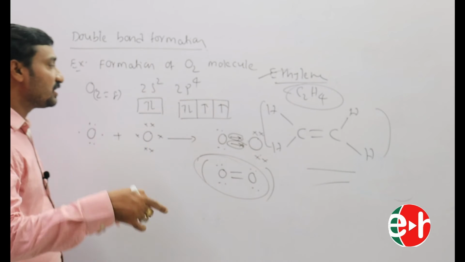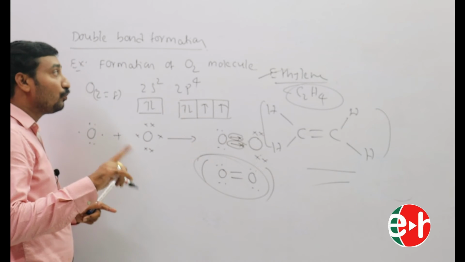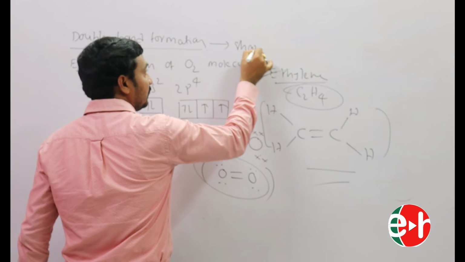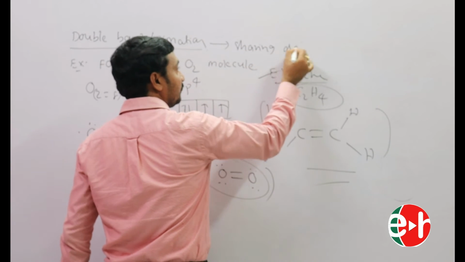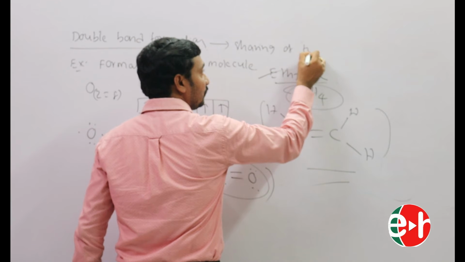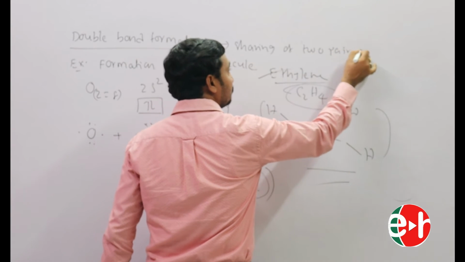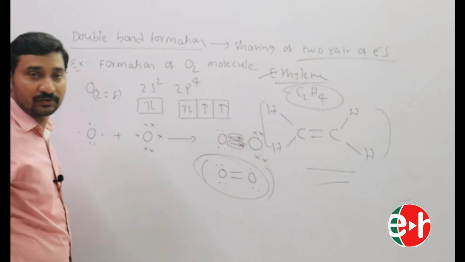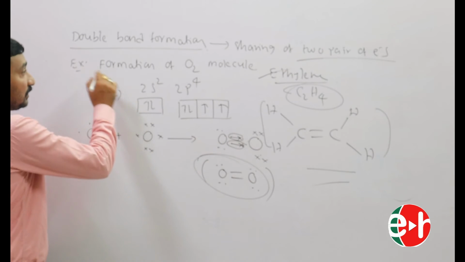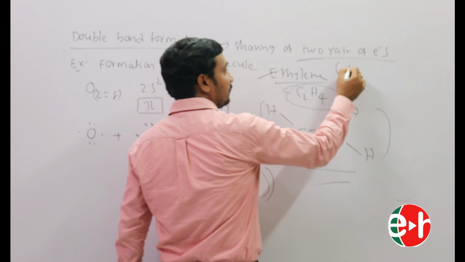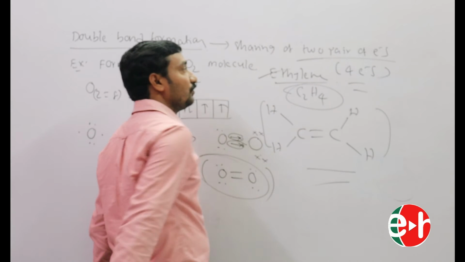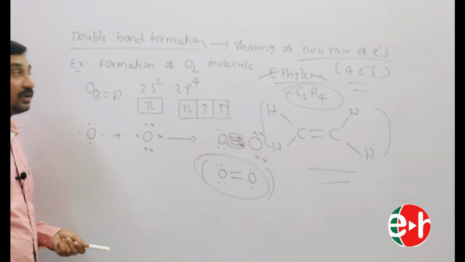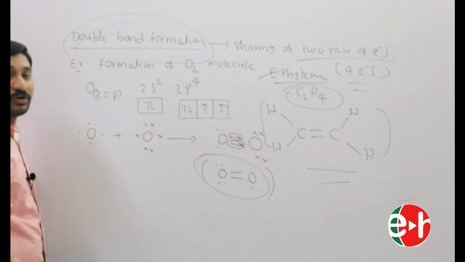So a double bond is formed by sharing of two pairs of electrons. Two pairs of electrons, that means 4 electrons shared between two atoms. This is the double bond formation.